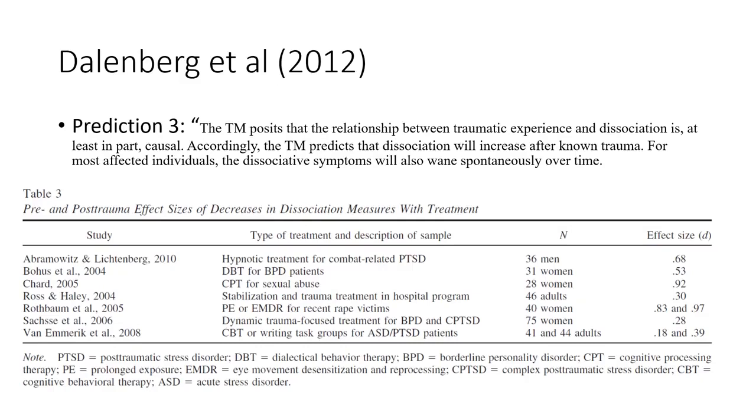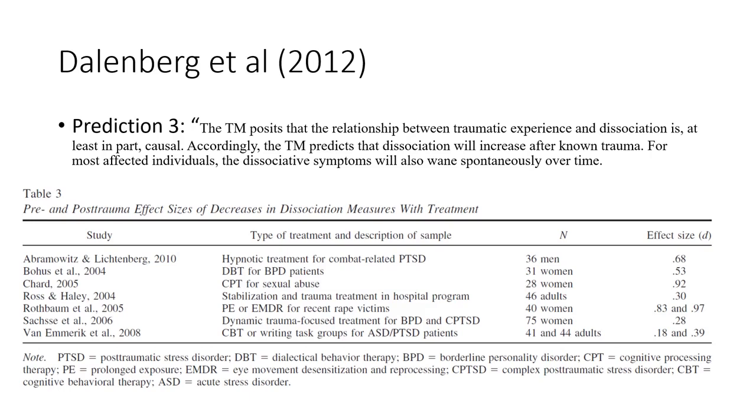So they say that the trauma model posits that the relationship between traumatic experiences and dissociation is, at least in part, causal. Accordingly, the trauma model predicts that dissociation will increase after known trauma for most individuals, and the dissociative symptoms will also wane spontaneously over time. And the evidence they write about is given mostly in Table 3, and they go over these seven research papers with less than 100 participants in each.